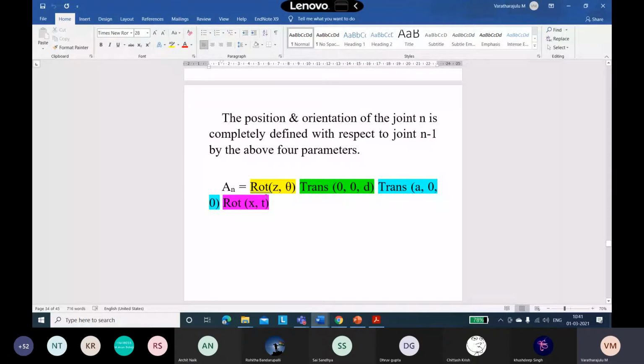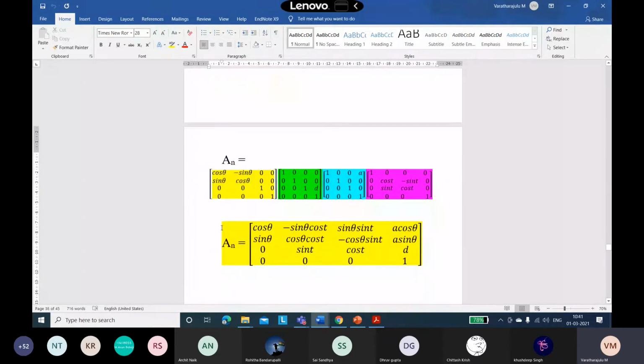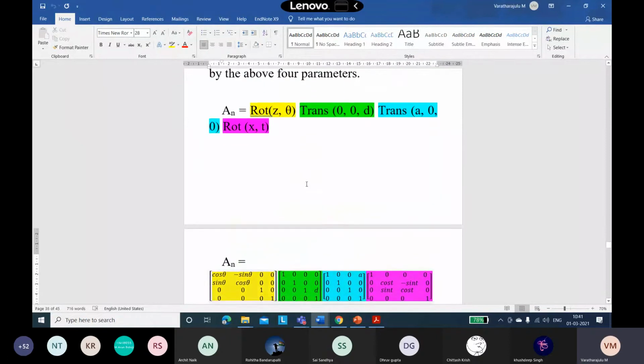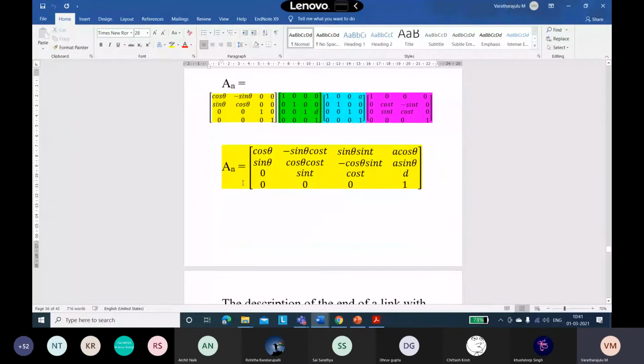The rotational transformation matrix first, and the translation transformation with respect to the z direction, and translation transformation with respect to the x direction, and rotational transformation with respect to x. This is the order which we need to follow when we are concerned about the end effector movement from one point to another point. These are the different matrices which we followed for the rotational and translation transformations, and by multiplying these 4 matrices, we get the end result, the multiplication of 4 different matrices.